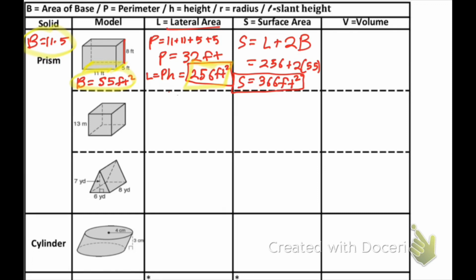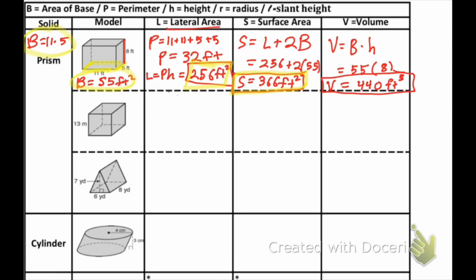Now still feet squared because it's still area. Area is units squared. Now let's calculate the volume. The volume is equal to the area of the base times the height. Well, the area of the base is 55. The height is 8 feet. So that gives me a volume of 440 feet cubed. Make sure you cube the volume.